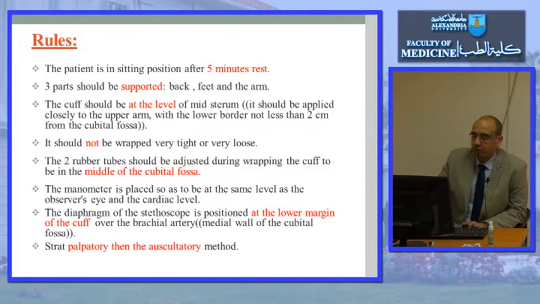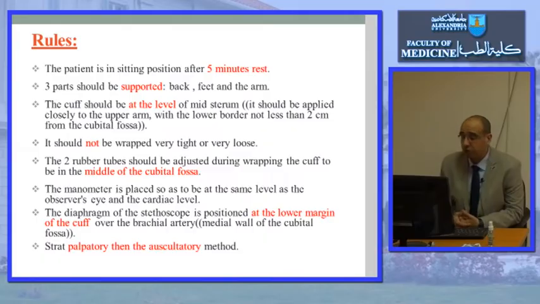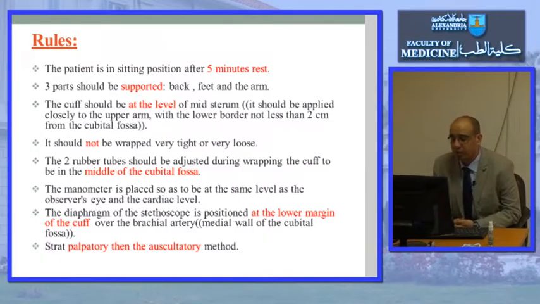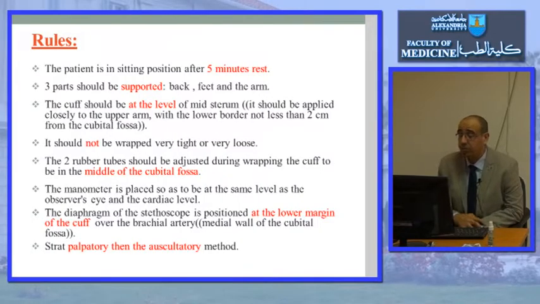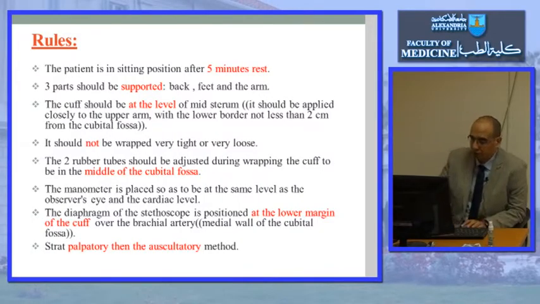What are the rules to measure blood pressure? A lot of doctors and many people in our life measure blood pressure, but not accurately. In the recent guidelines, there is a whole chapter on how to measure blood pressure. The patient should be sitting after 5 minutes of rest. The patient should be supported, his back, feet, and arm. The cuff should be at the level of the mid-sternum.